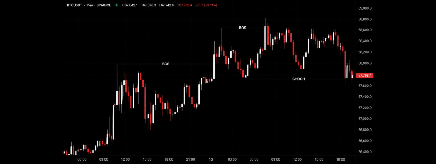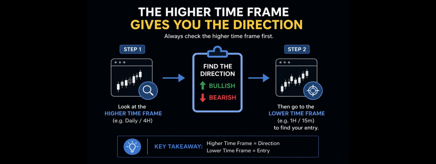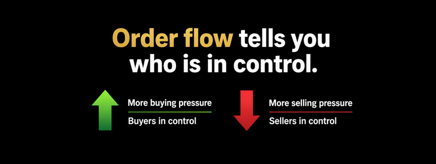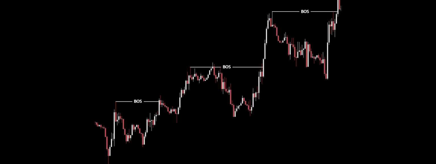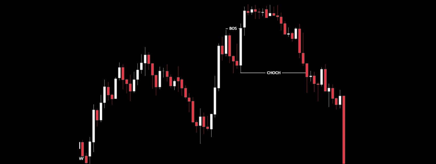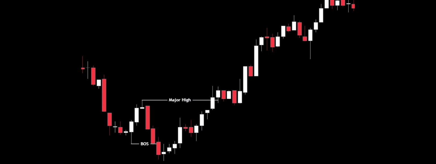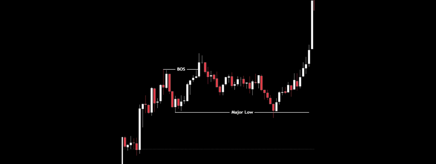Now remember this. Market structure gives you the map. The higher time frame gives you the direction. Order flow tells you who is in control. Break of structure confirms continuation. Change of character warns you that control may be shifting. A valid change of character breaks the major level. An invalid change of character traps traders who react too early.